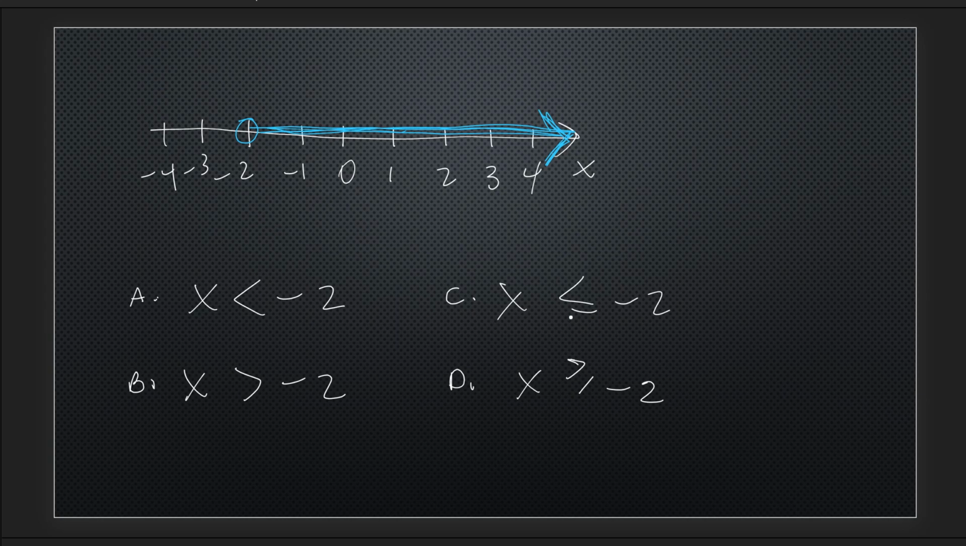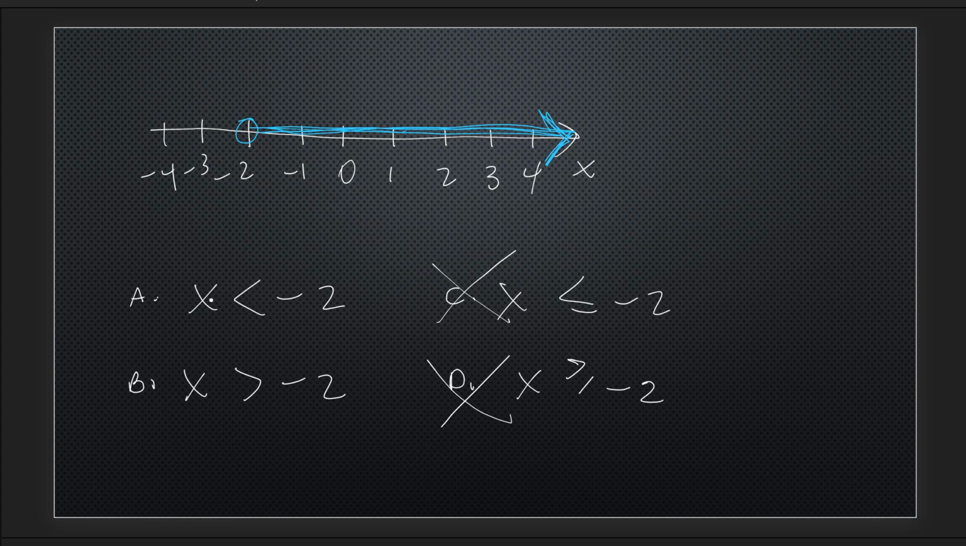See these symbols here with the equal part? Those mean that we include the negative 2. So we know C and D aren't going to be it. We can eliminate these answers because of this part. If it was a closed circle, then yes, we include negative 2. But this is an open circle, so we're starting at negative 2, and it's all solutions greater than that. So we need to decide whether it's A or B.